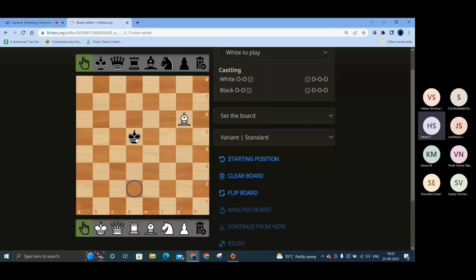So this is the king. I want you to take it to d2. You should remember the rule that it cannot move to a square which is controlled by the opponent. The king cannot be taken to any square that the opponent controls.